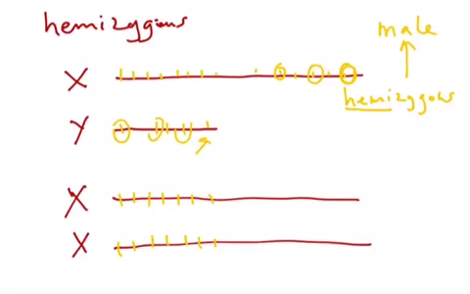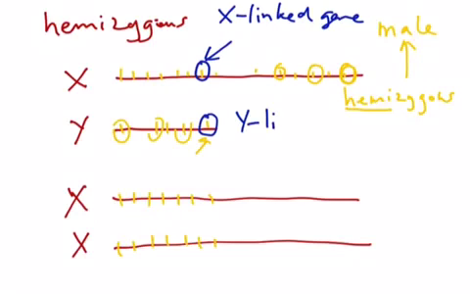Let's look at the term X-linked or Y-linked gene. An X-linked gene just means a gene that is located on the X chromosome. So X-linkage or X-linked gene is a gene found on the X chromosome, and a Y-linked gene or Y-linkage is a gene found on the Y chromosome.